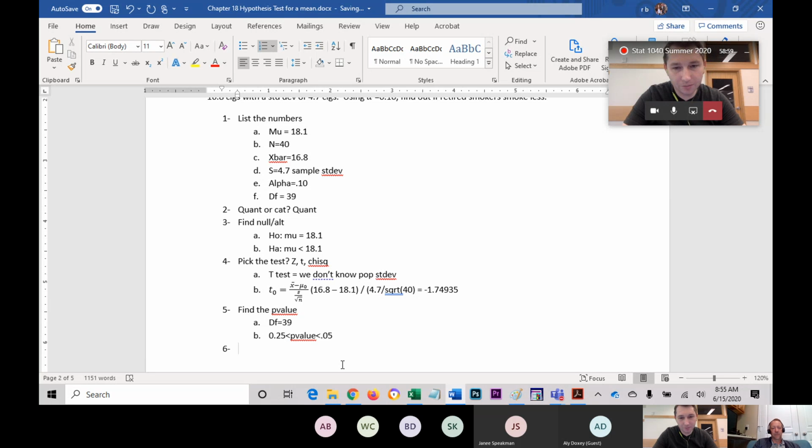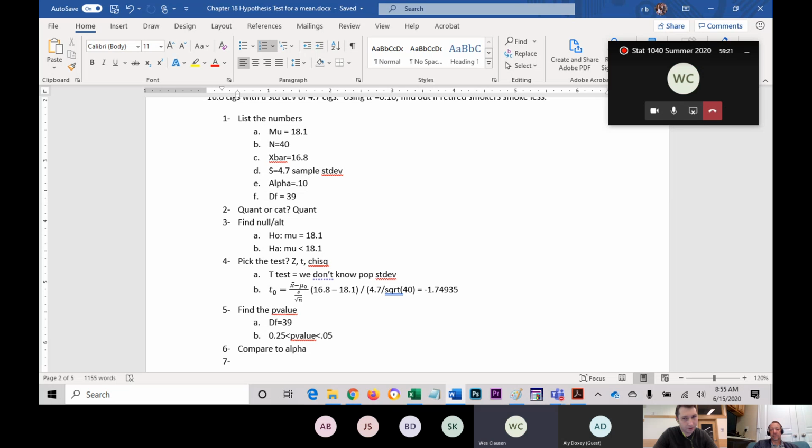Compare the p-value to alpha. Now remember, we're using an alpha of 0.10 in this case. Okay? So, is your p-value less than alpha? Could be equal to. No.